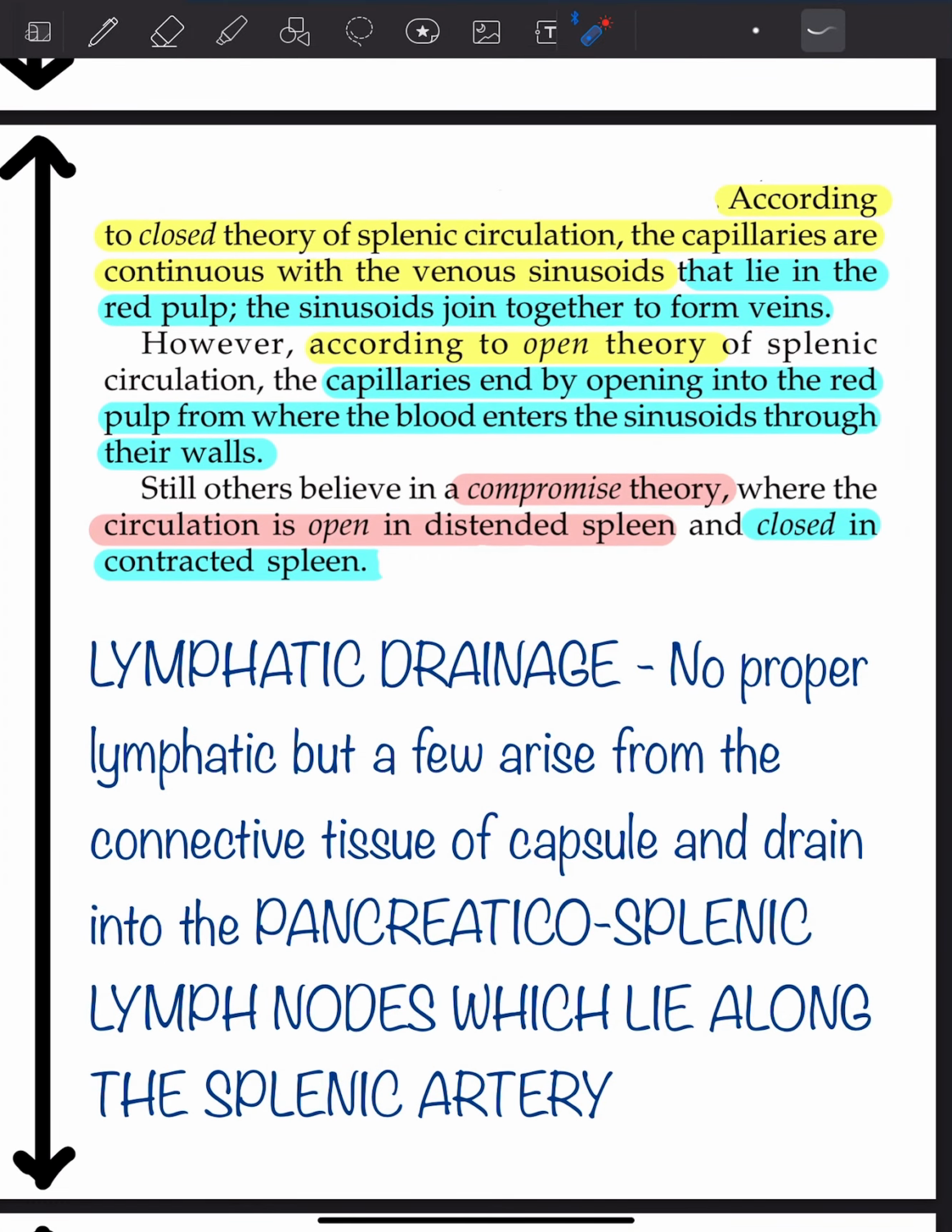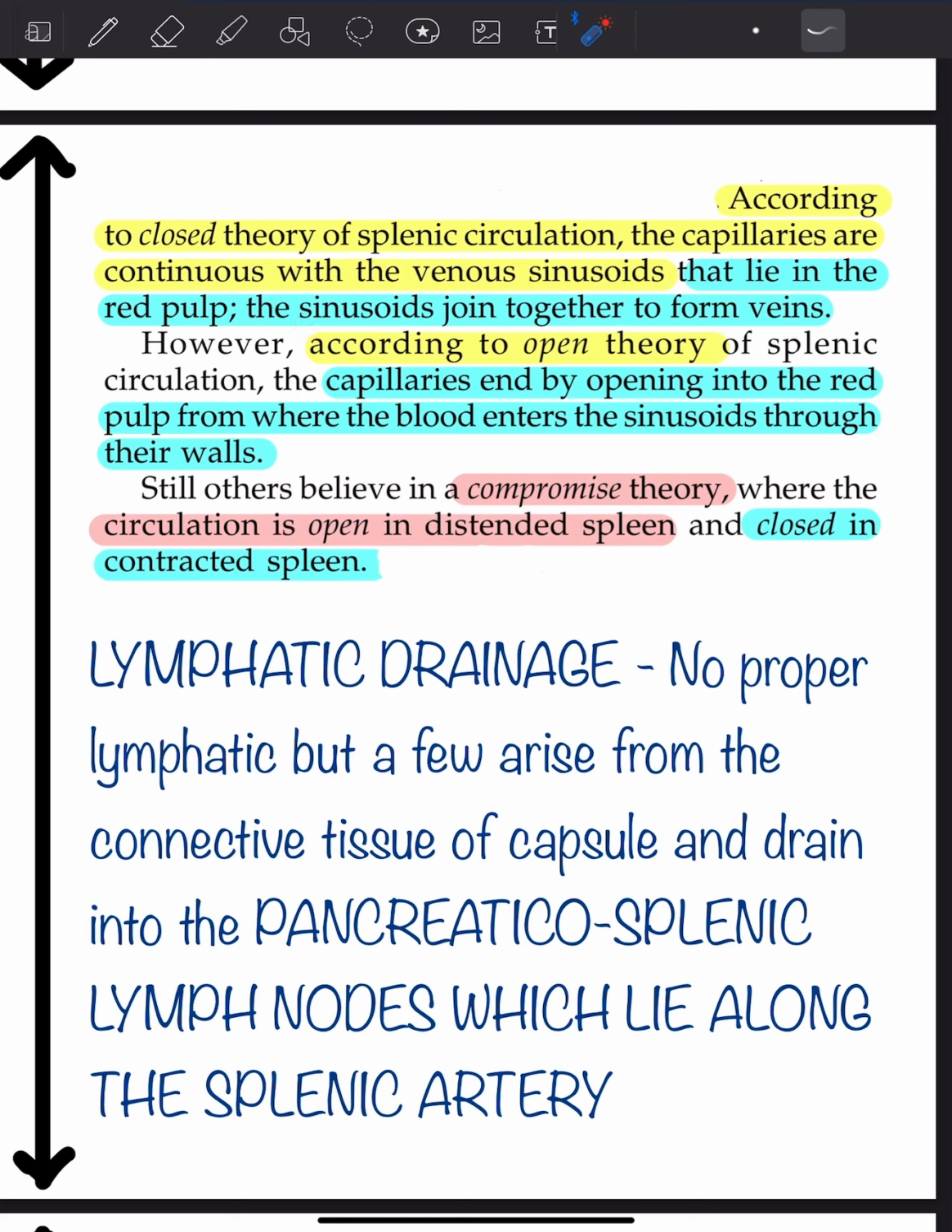Now, if we talk about the arterial supply of the spleen, or basically the circulation, what points do you need to remember? There are a couple of theories to understand the circulation. Let's take them one by one. According to the closed theory of the splenic circulation, the capillaries will be in continuation with the venous sinusoids, and they'll continue to the vein. The capillaries are continuous with the venous sinusoids, which lie in the red pulp, and the sinusoids then join to form veins.